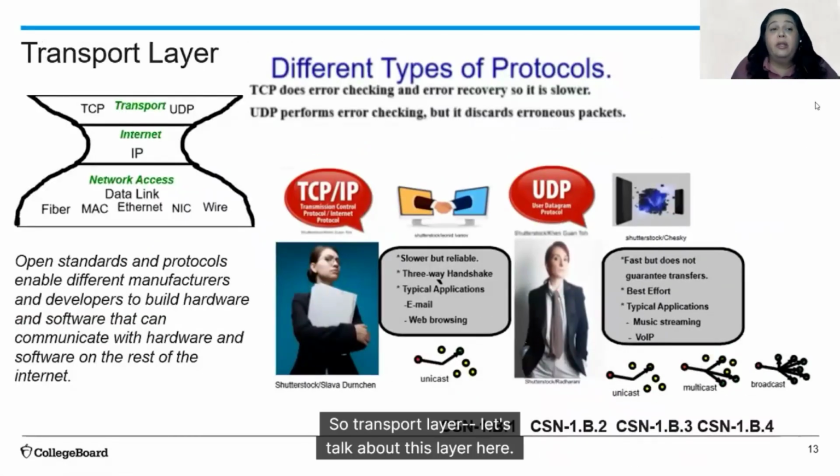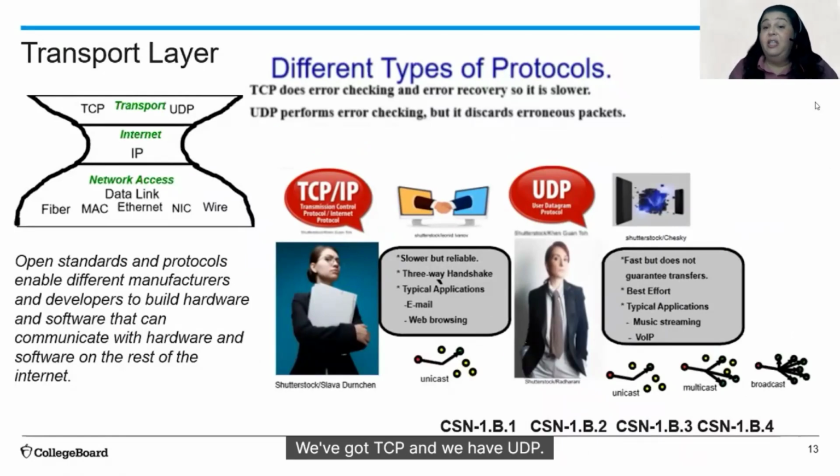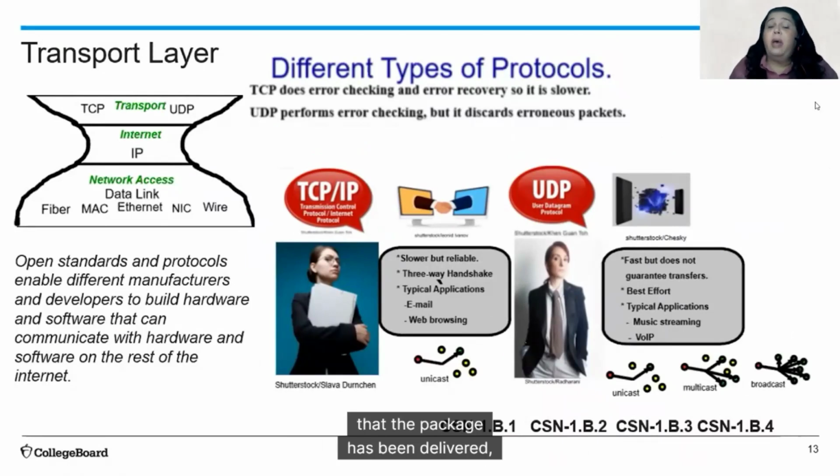All right. So transport layer, let's talk about this layer here. When we hit the transport layer, we're going to talk about the two most popular protocols. We've got TCP and we have UDP. TCP is stricter in the sense that it makes sure that the package has been delivered, and it does this by what we call a three-way handshake. When you think about the three-way handshake, think of something like certified mail. It's like when you go to the post office and pay a little bit of extra money so that when the person receives the packet, they sign a slip that you get back. So it certifies that delivery has been made.